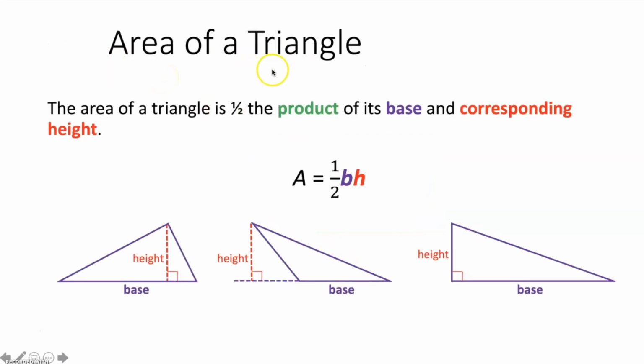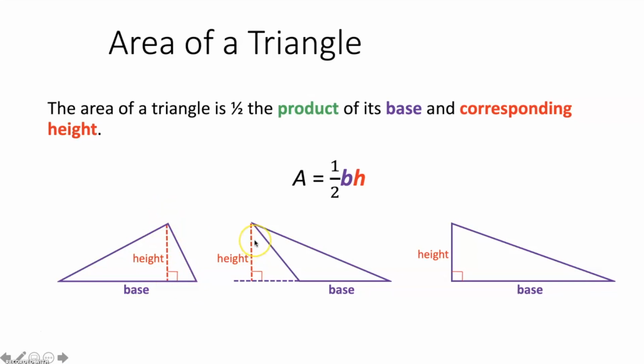Now let's talk about the area of a triangle. The area of a triangle is 1/2 the product of its base and the corresponding height. Now a couple things I want you to note here. First is that your height is going to be the length of the altitude that comes from a vertex and is perpendicular to the opposite side. Your base is going to be the side that the altitude, or your height, is perpendicular to.